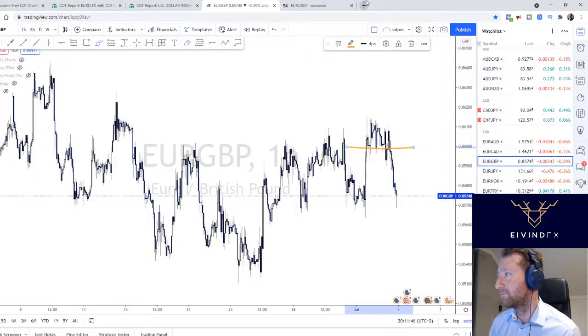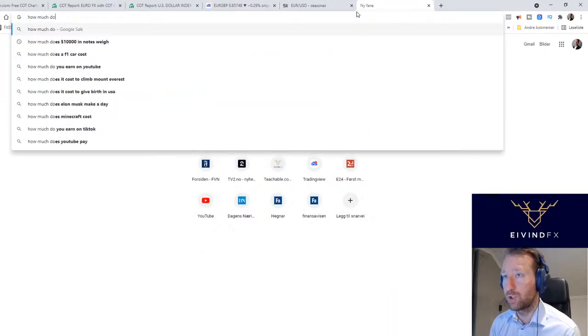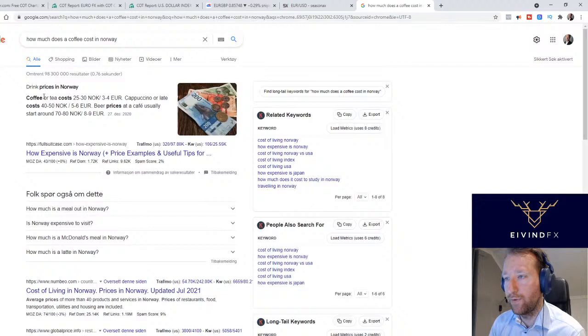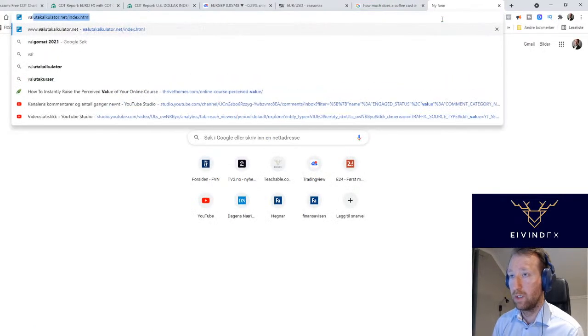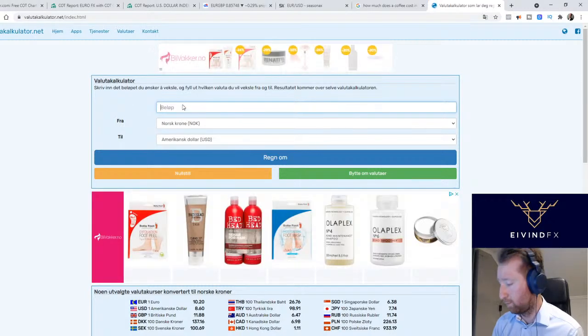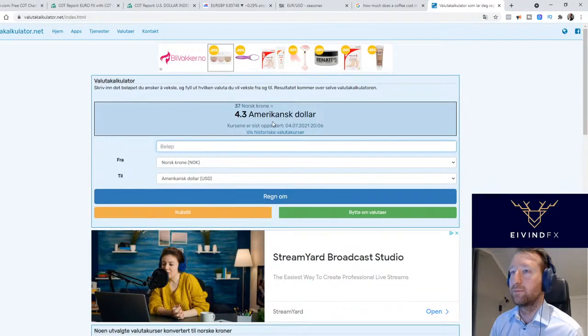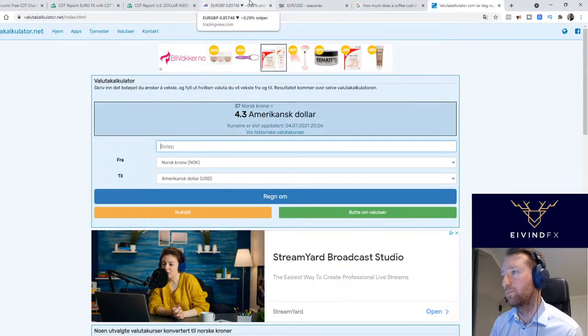Norway's expensive. How much does a coffee cost in Norway? Tea and coffee cost around 20 to 30. That's not true. That is absolutely wrong. It costs 37. So if we put in 37 to American dollars, it's $4. So it's a coffee latte probably-ish.